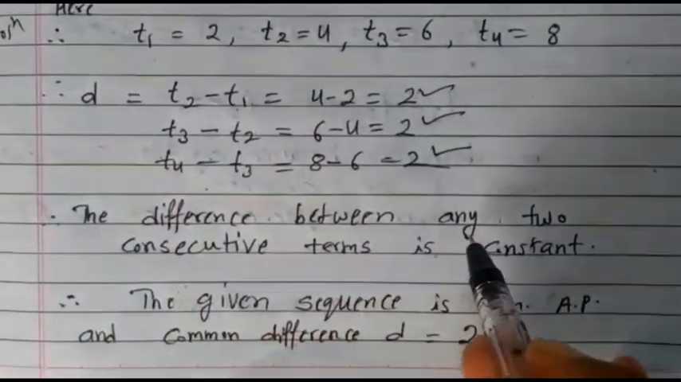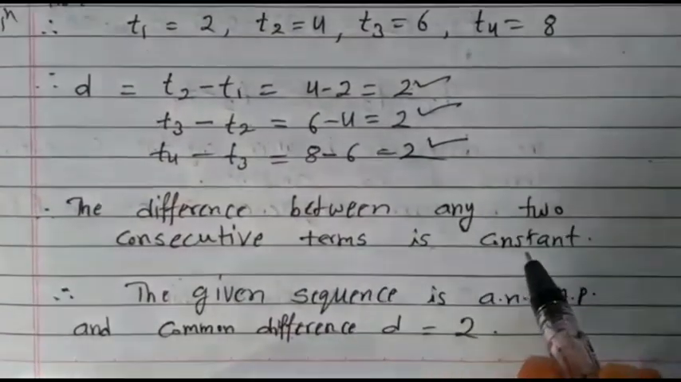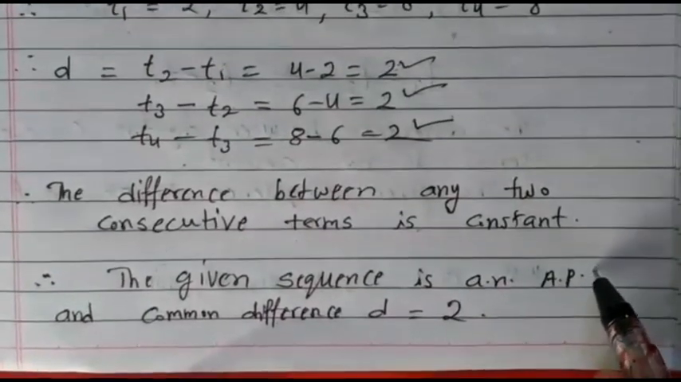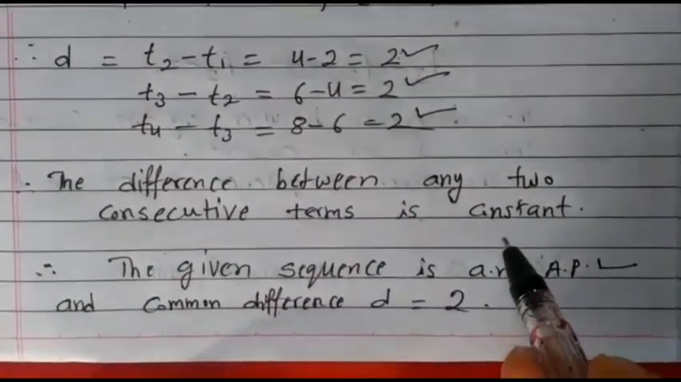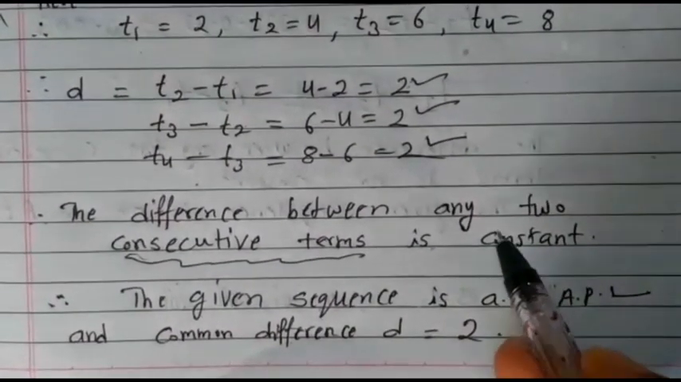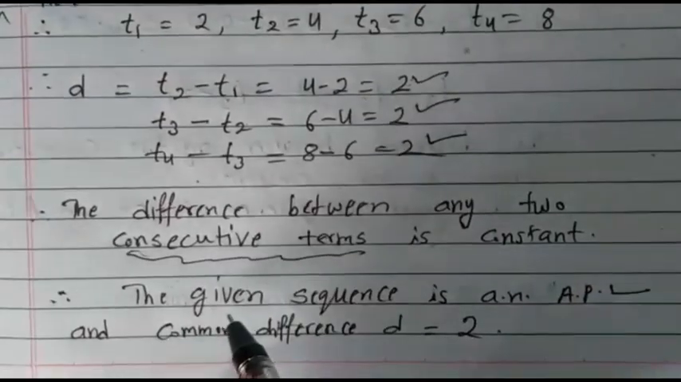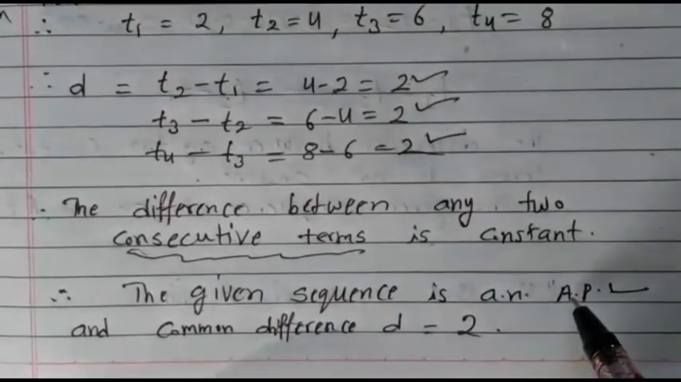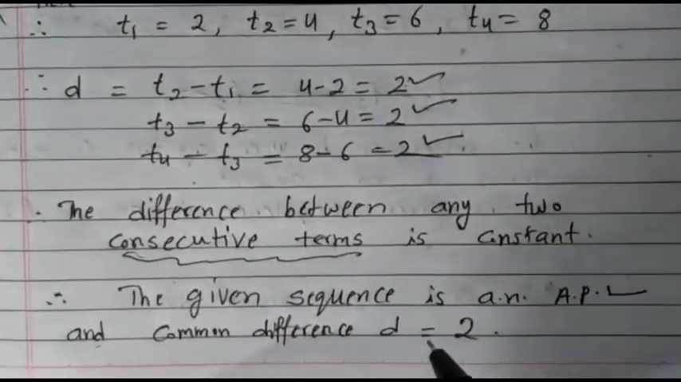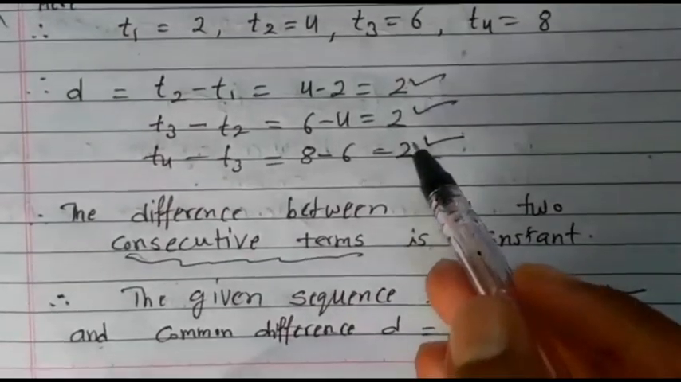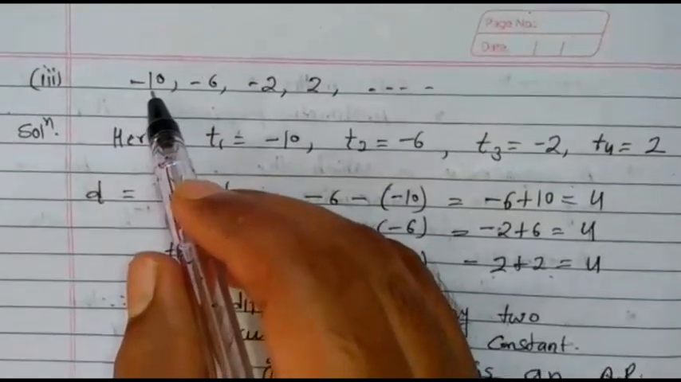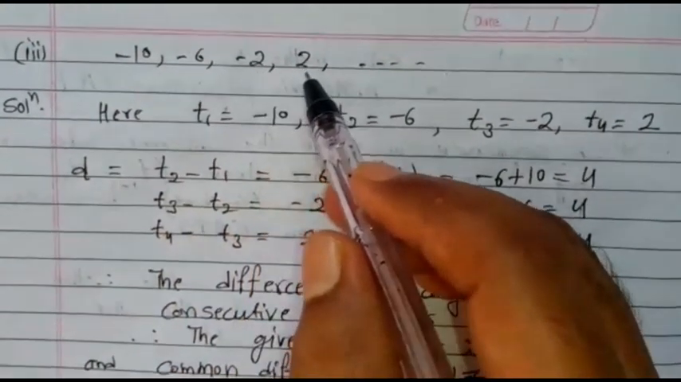So how to write the answer? The difference between any two consecutive terms is a constant. Therefore, the given sequence is an AP, AP means arithmetic progression. And the common difference d is equal to 2.